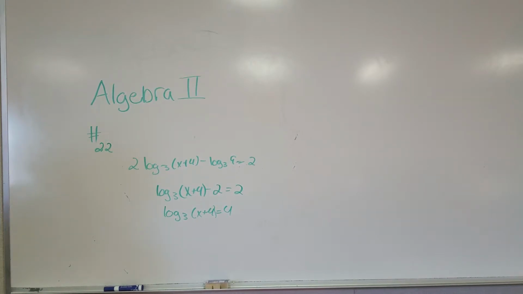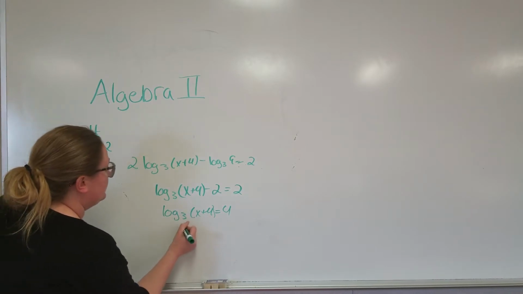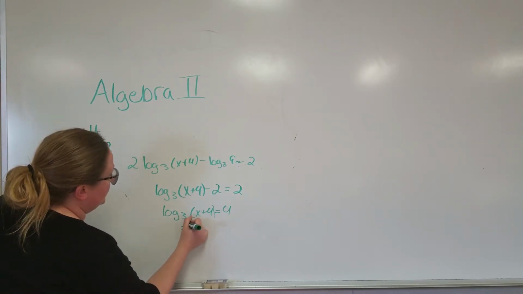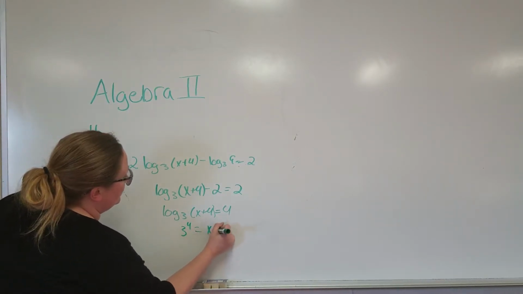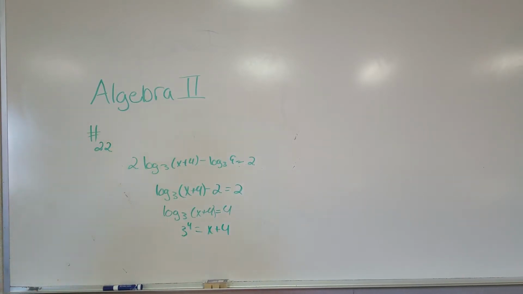All right, so now we're just going to write this in exponential form. Remember, this is your base, 3, to the power of your exponent, which is here, equals x plus 4. So 3 to the power of 4 would be 3 times 3 times 3 times 3. Do that and solve for x. You'll just subtract 4 from whatever that answer is.